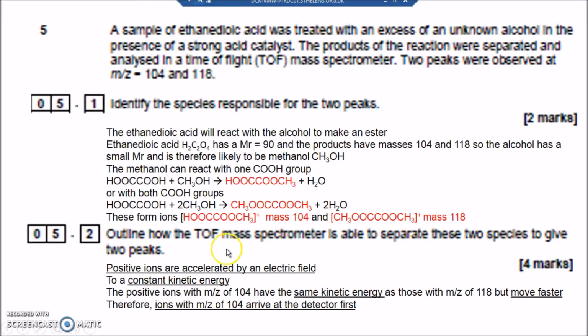So the positive ions, these plus ions, are accelerated by an electric field to a constant kinetic energy, so they both got the same kinetic energy. The positive ions, both 104 and 118, have the same kinetic energy, but the ones at mass 104, because they're smaller, move faster, and therefore the 104 ion, this ion, arrives at the detector before this ion, mass 118.